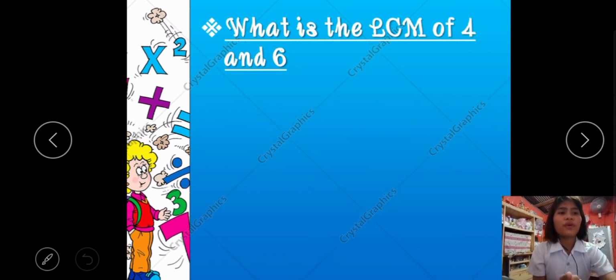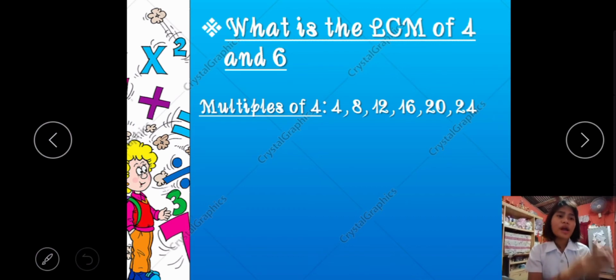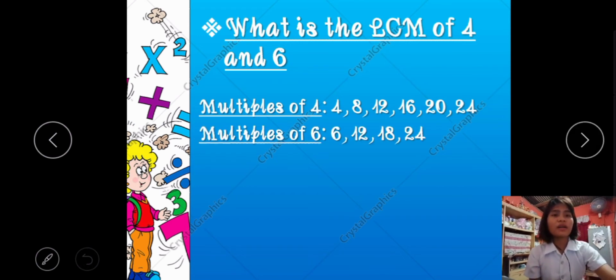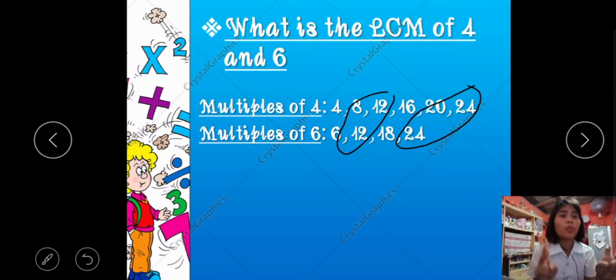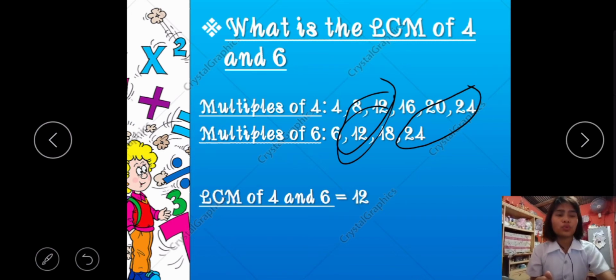The multiples of 4 are 4, 8, 12, 16, 20, and 24, while the multiples of 6 are 6, 12, 18, and 24. As you can see, we have two common numbers, which are 12 and 24. So, what we are looking for is the least common multiple, which is 12. So, the LCM of 4 and 6 is 12.